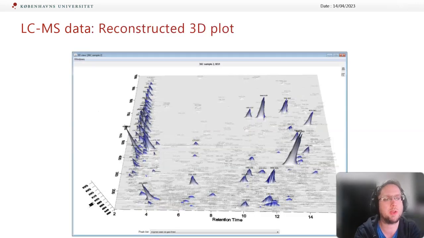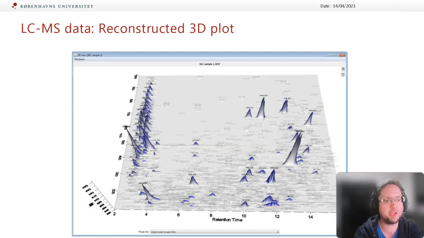Now we zoom out and look at a complete sample from above. We again have retention time dimension, a mass to charge dimension, and the intensity is in the upwards dimension. Here you can clearly see the chromatographic peaks. As I mentioned in the previous slide, what we would like is the area under each of these peaks. These chromatographic peaks for a single mass are also what we refer to as features.